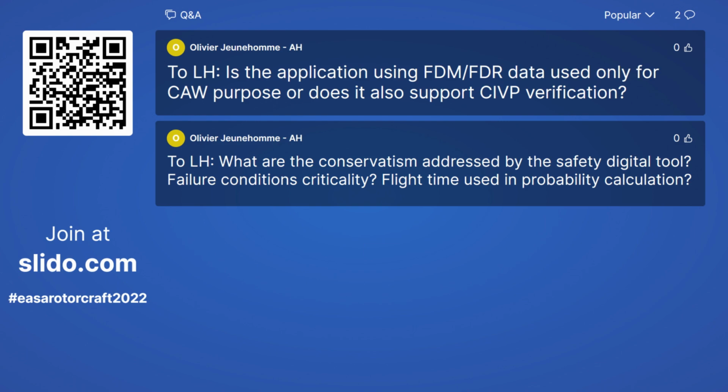And then there is another question. What are the conservatisms addressed by the safety digital tool? Okay, it's for you.